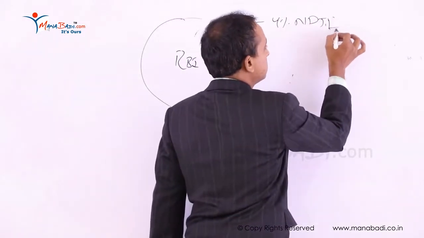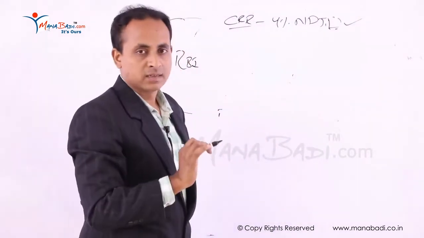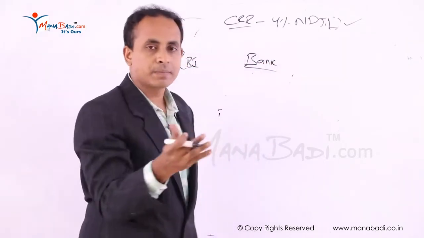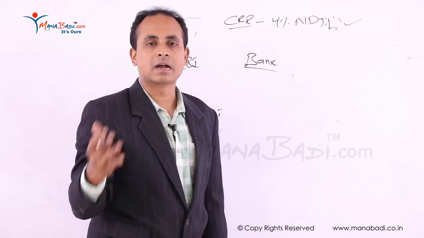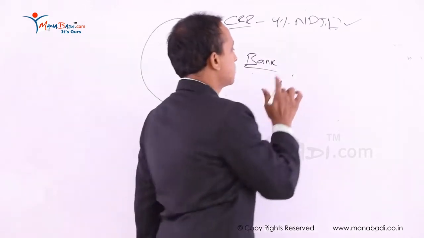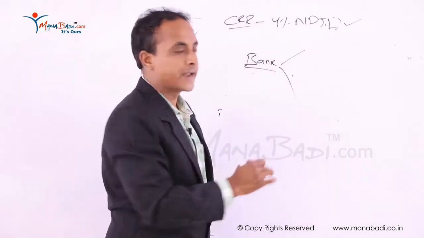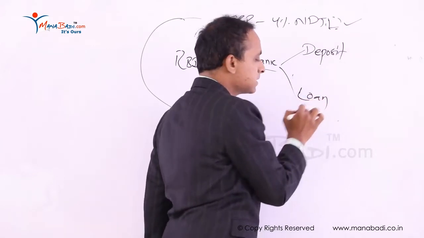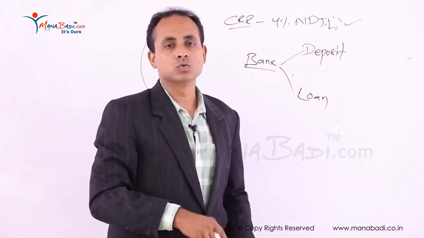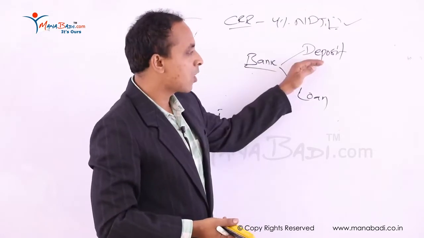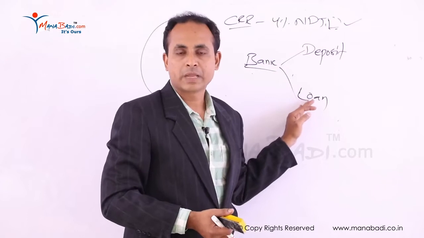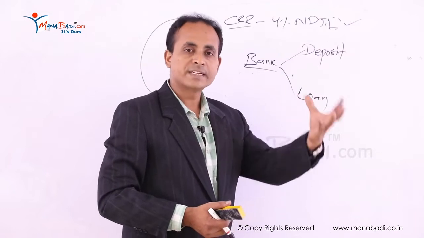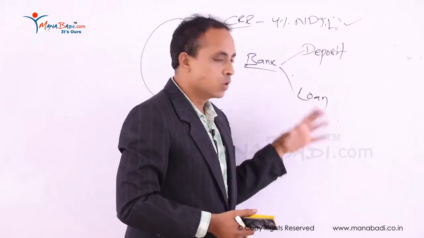Here, what does liability mean? That is the question. Take any bank, whether a private bank, public sector bank, foreign bank or a Grameen bank. Each bank has two important components: one is deposits and the second is loans. Any bank functions on these two important items. A bank receives deposits from the people, and whatever deposits it receives, it gives out as loans to the people.